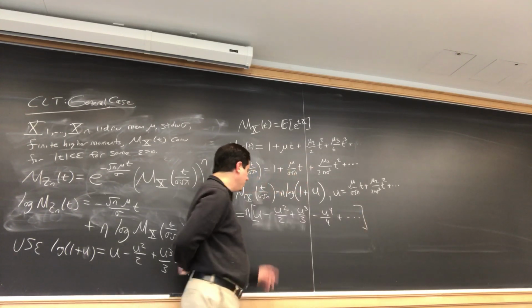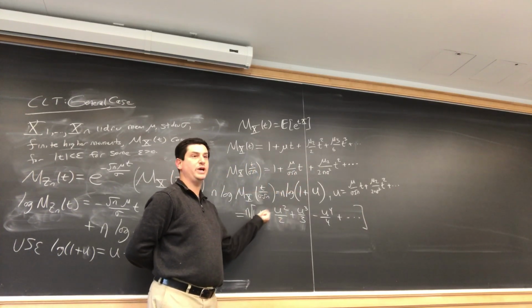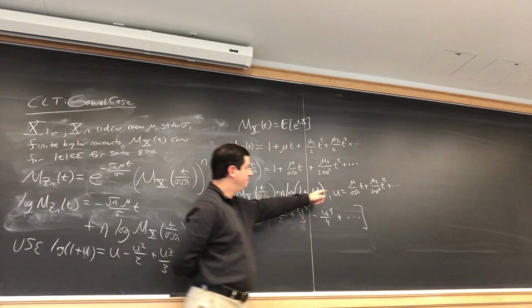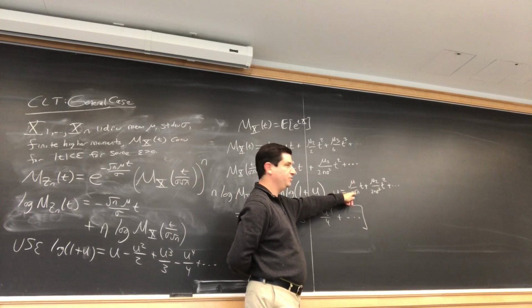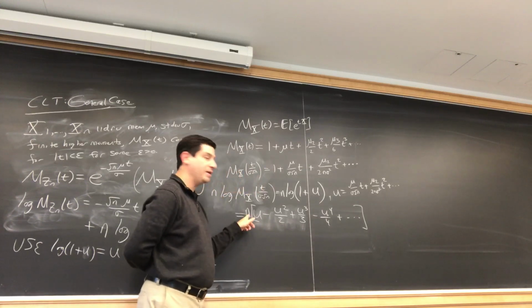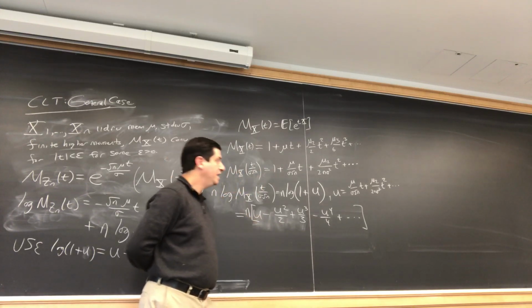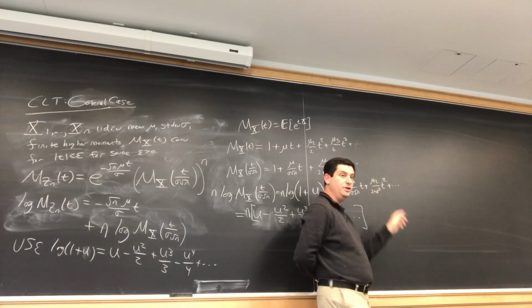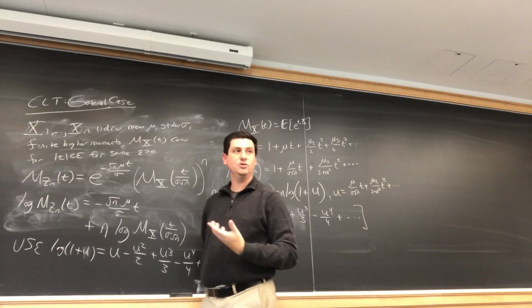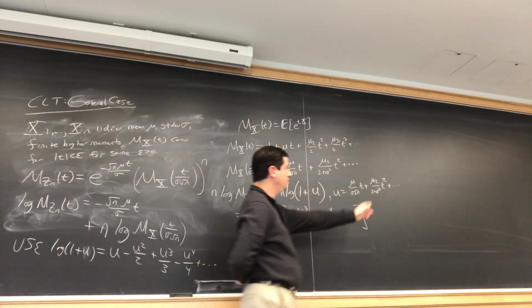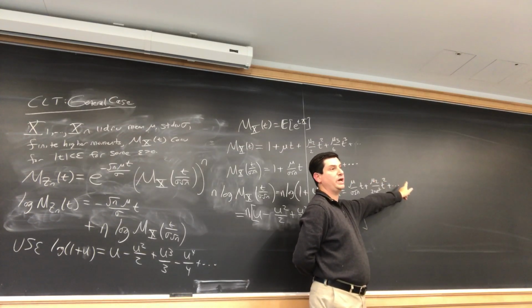And so even when we multiply by n, the first two terms we have to worry about, because the first term is of size 1 over square root of n. So when I multiply that by n, that can still contribute. The second term is of size 1 over n. When I multiply that by n, that can still contribute. But the next term, the t cubed term, I don't have to worry about.